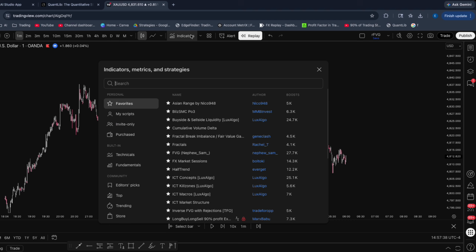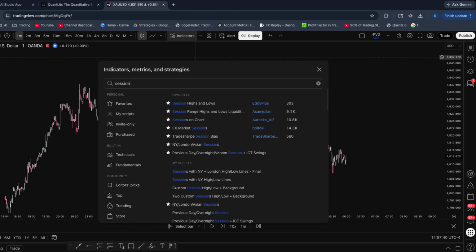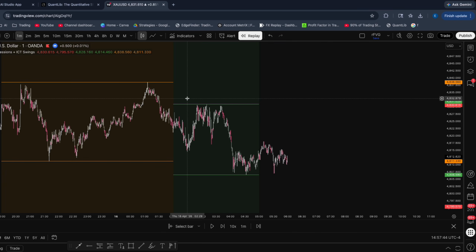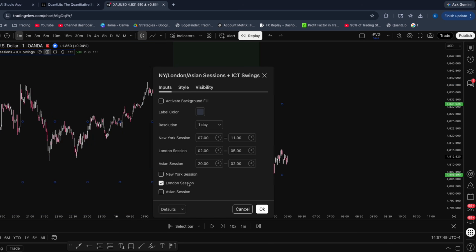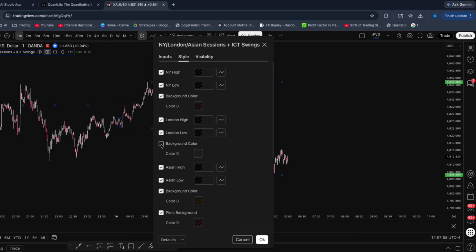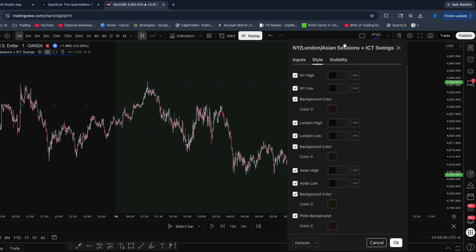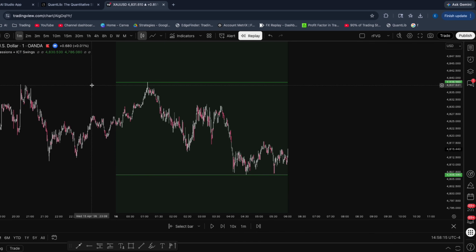What you can do is come up here to indicators, search in session highs and lows, and I created an indicator here that actually plots them on the chart for you already. You're going to go over here to the settings. We're just going to leave London session selected. We're going to type in midnight and go to 6 o'clock. You can come over here to style and remove the background color if you just want the high and low. And you can see here we have our midnight to 6 a.m. high and low, which is the London session high and low that he uses.